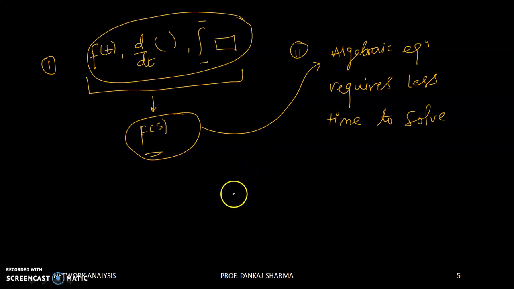If you are having differential equations having lot of differential parameters, lots of integral parameters, it will require more time to solve as comparison to frequency domain, which is algebraic equation. Algebraic equation requires very less time to solve as comparison to your integral differential calculus equation.